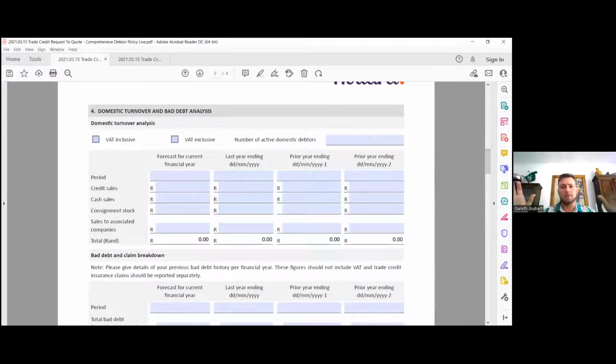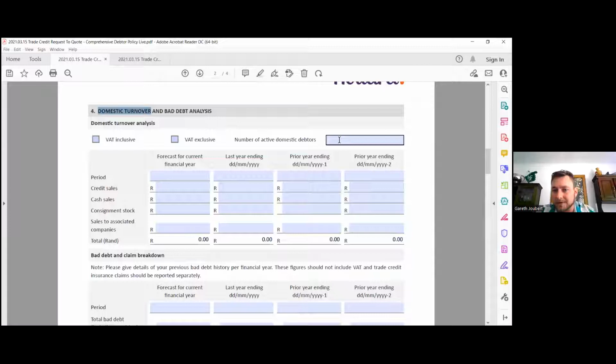Okay. Section 4 now is where we start looking at the domestic numbers. So this is if your client is in South Africa and they're selling to South African buyers only. Okay. South African buyers only. Are the numbers that you're providing for us VAT inclusive or VAT exclusive? Obviously, that's important for us because we need to know if we need to strip out VAT or not.